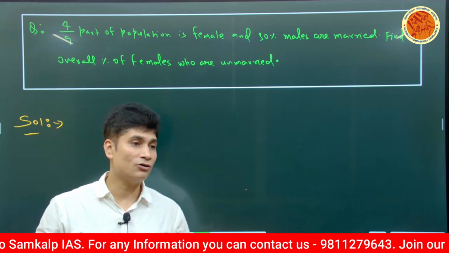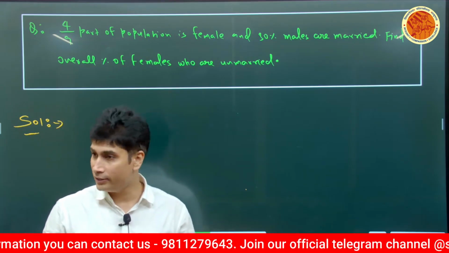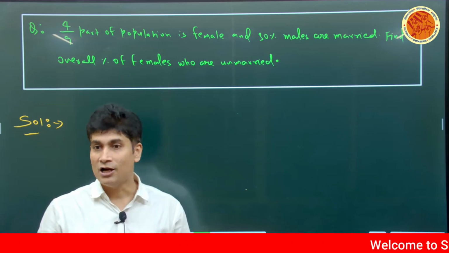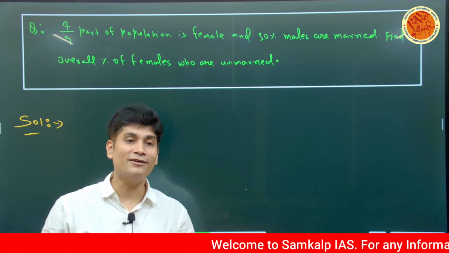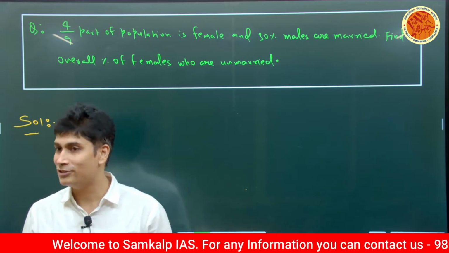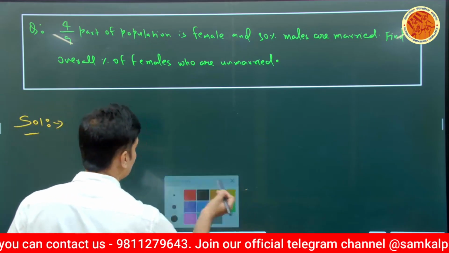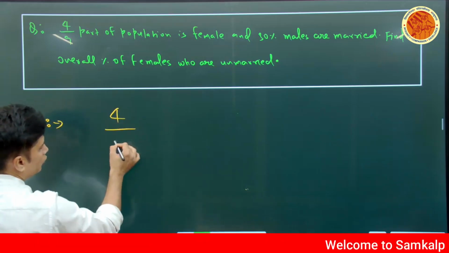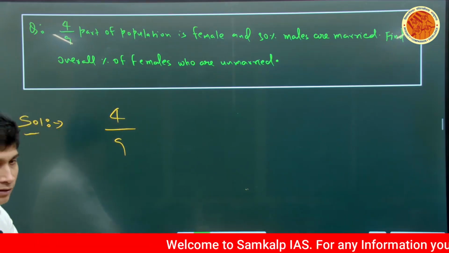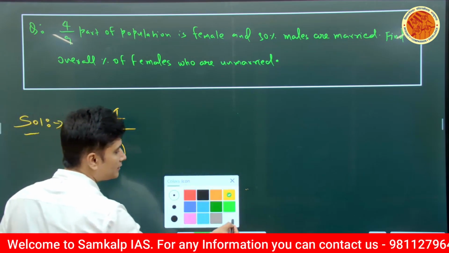But since we are not going to use X and N or 100, this type of number, or if you are going to use 100, then again you have to convert it into a percentage. No need to do that. Now see, if I have to solve this question, what will I do? I know that 4/9 part of the population is female.